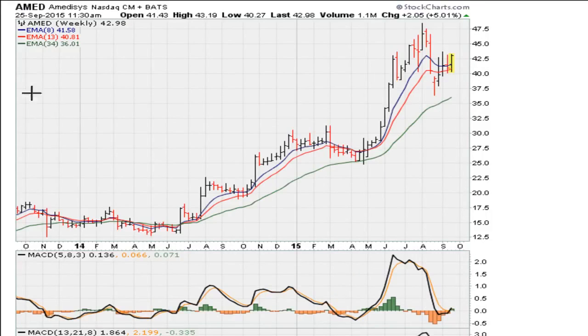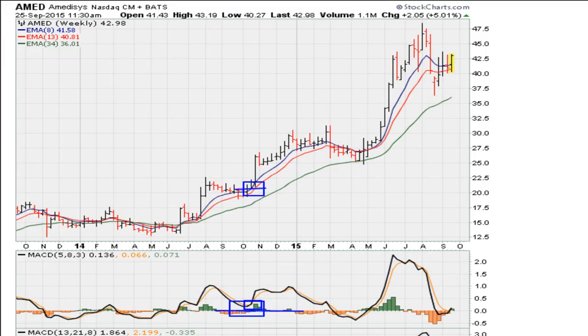Let's take a look at another example, AMED on a weekly chart, 2-year weekly this time. Just want to show you this example here where the stock did try to test the zero line, didn't even get to the zero line, and did move higher. We also see that that corresponds with a crossover above zero. Crossovers above zero are more powerful.